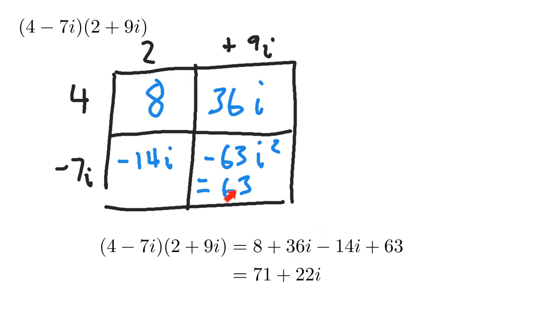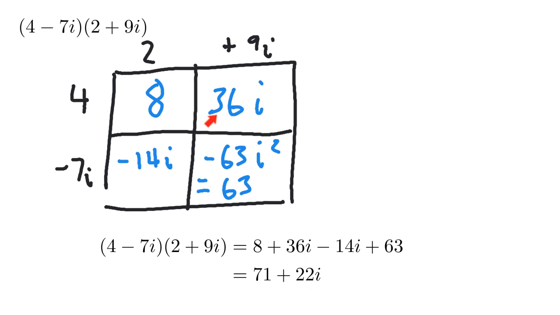That comes from this box right here. So combining like terms, the pure numbers, the real numbers without i's, 8, this one right here, and 63 combined together to give you a 71. Then the imaginary numbers, the i's. So positive 36 minus 14, that's going to be plus 22i. Okay, so here's our solution, 71 plus 22i.